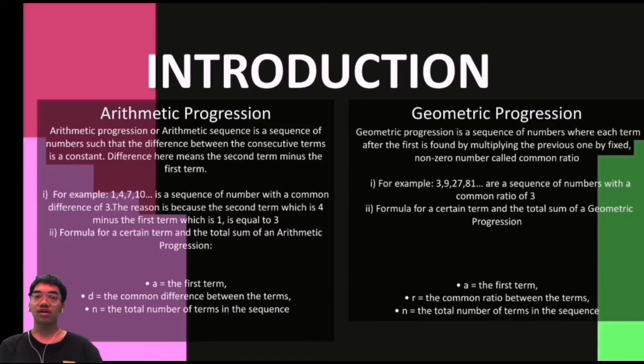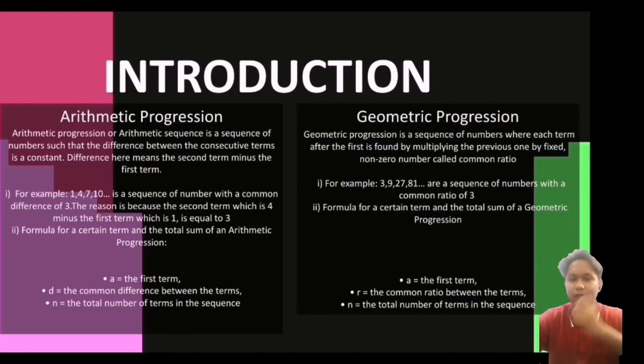We can use two types of formula in arithmetic progression, which is the sum and the final term, where A is the first term, D is the common difference, and N is the total number of terms in a sequence.